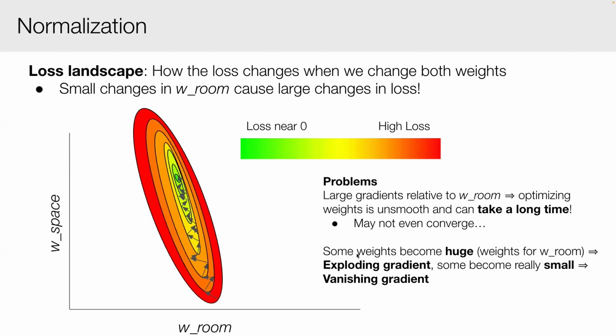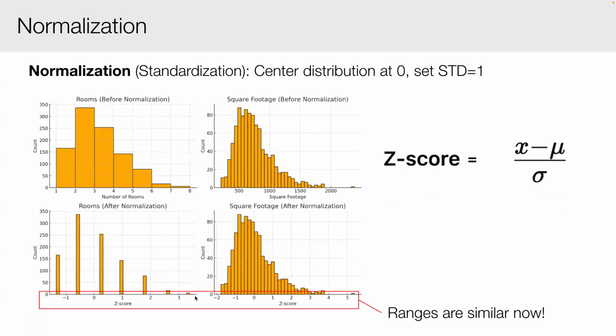Okay. And of course, because we're taking massive steps and small steps, we are also risking exploding and vanishing gradients. So we might not converge, or converging might take forever, and we're risking exploding and vanishing gradients just because these are on two different scales.